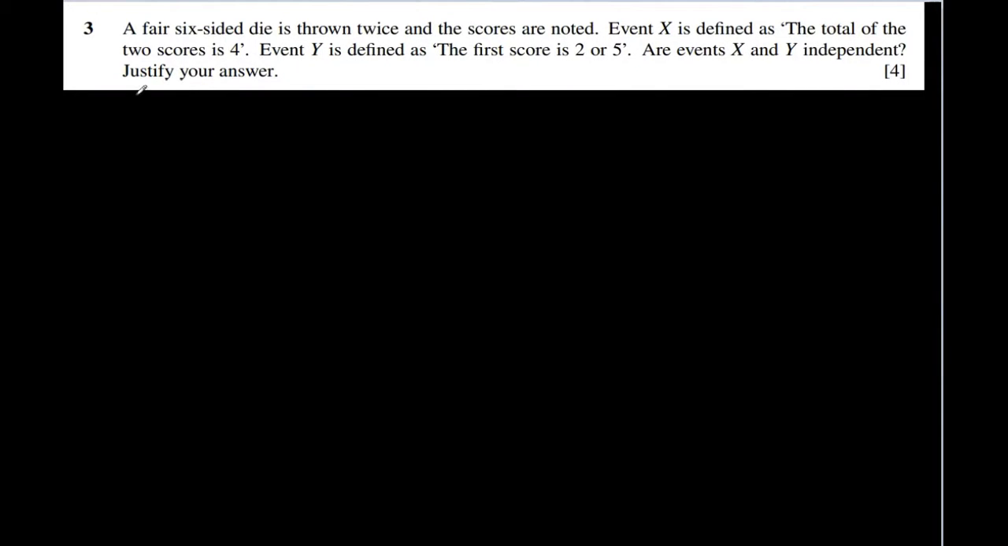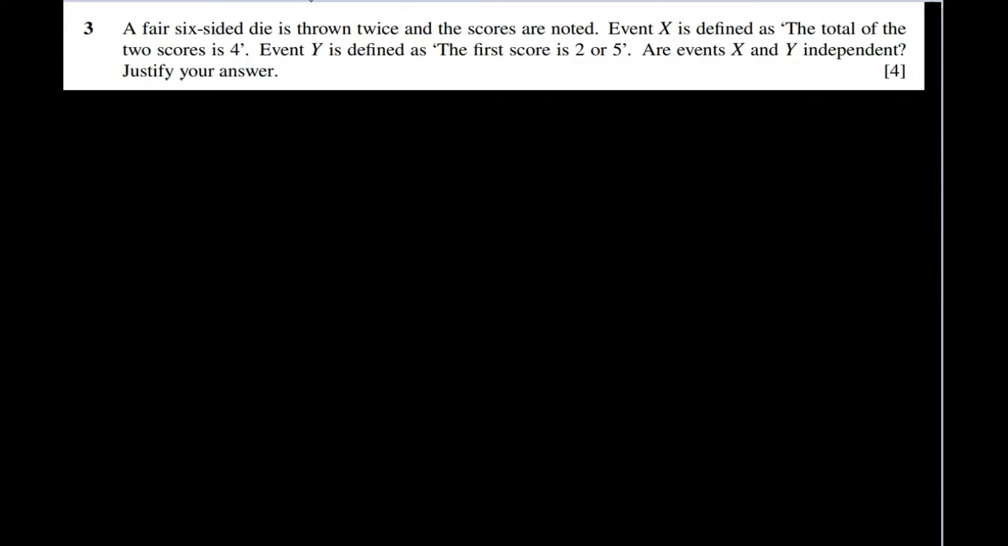Question 3. A fair 6-sided die is thrown twice. Okay, it's a fair die. That means the probability of each of the 6 numbers is equal. It is thrown twice, and the scores are noted. Event x is defined as the total of the two scores being 4.